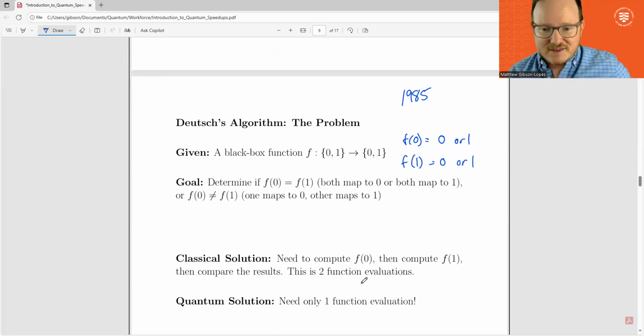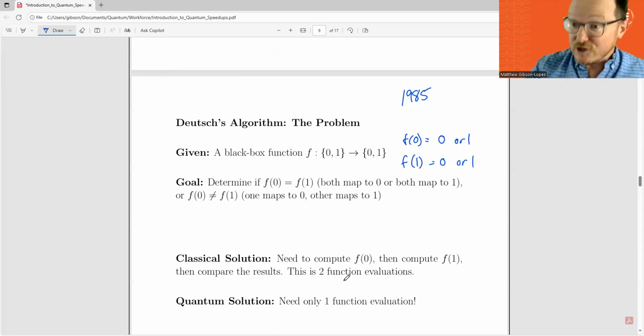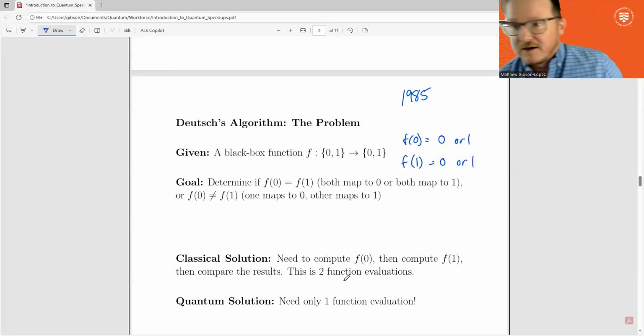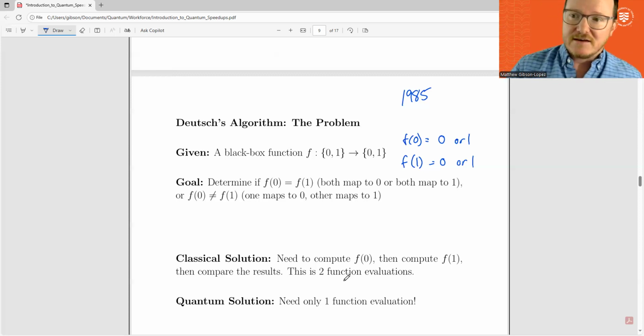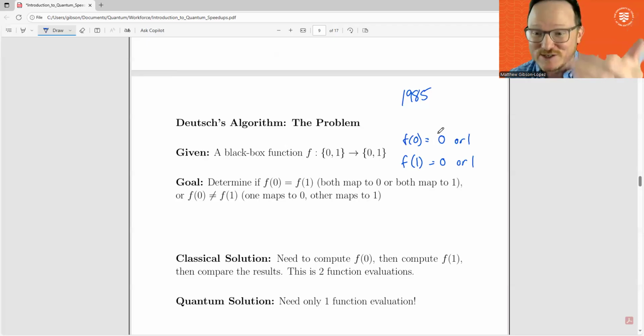So the thing with the quantum computer is that it can figure this out with only one evaluation. It uses superposition and the signs to do this, so that I can ask ChatGPT to evaluate the function on a superposition state, and through quantum parallelism and some mathematical tricks, we'll be able to figure out whether or not the two inputs agree on their answer, or if they disagree on their answer.